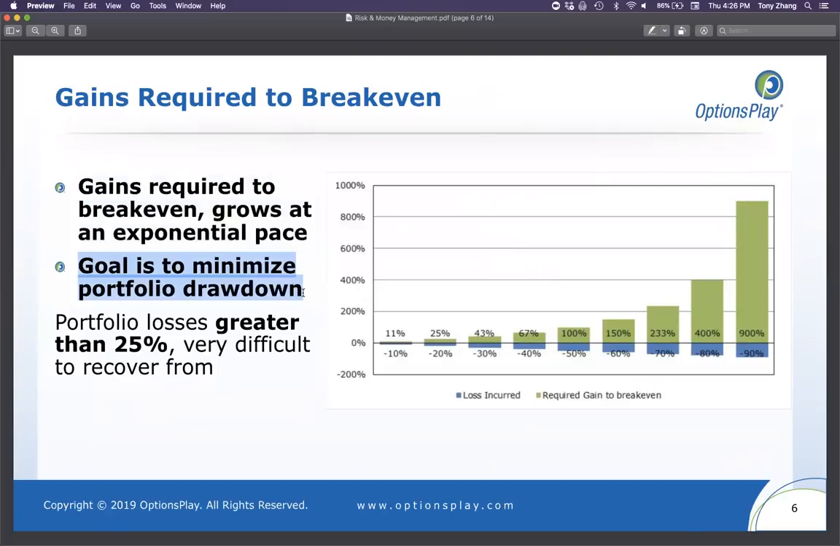The rule of thumb, generally speaking, is that whenever you have portfolio losses greater than 25% of your entire portfolio, it becomes very difficult to recover from. The reason is that if you lose 30 or 40%, you need to almost double the amount of winning trades just to get back to break even. Now, I don't know about you, but doubling the amount of winning trades that you have today is an almost impossible feat, especially if, let's say, you're right on your trades 50% of the time. Now you have to be right 100% of the time on the next number of trades just to break even.